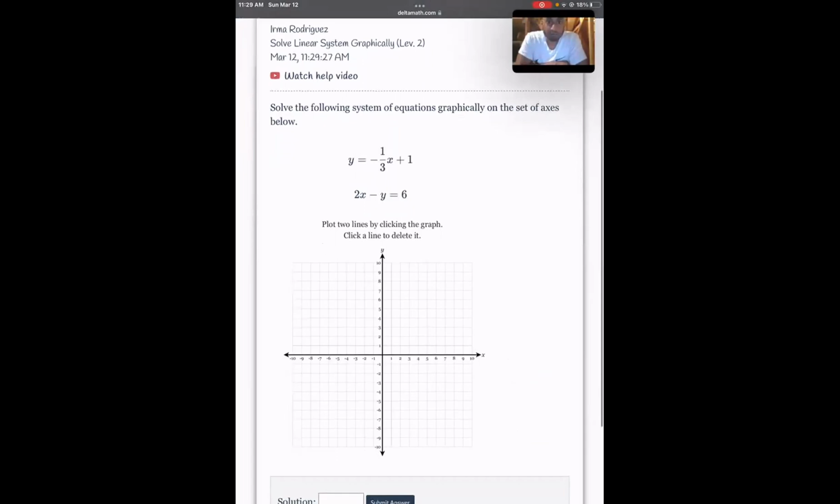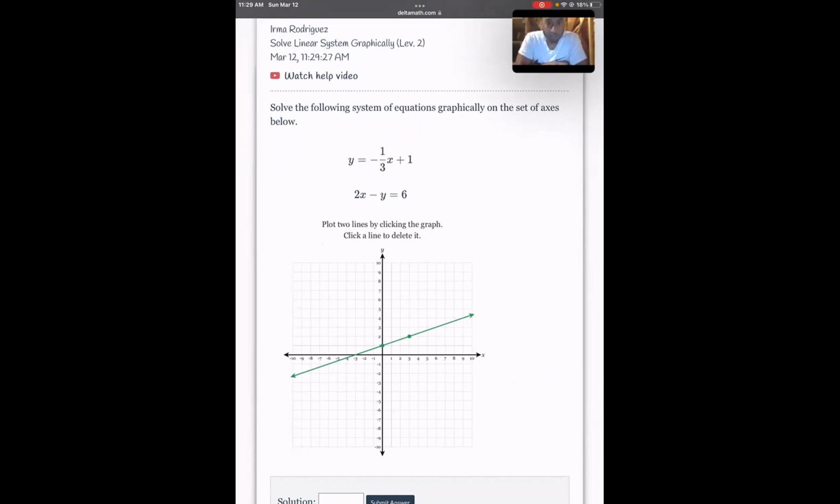Okay, where's the first dot on the first one? Where's the first dot? 1. Okay, where's the second dot? Maybe in. Okay, that would be a positive slope, right? But the slope is negative.